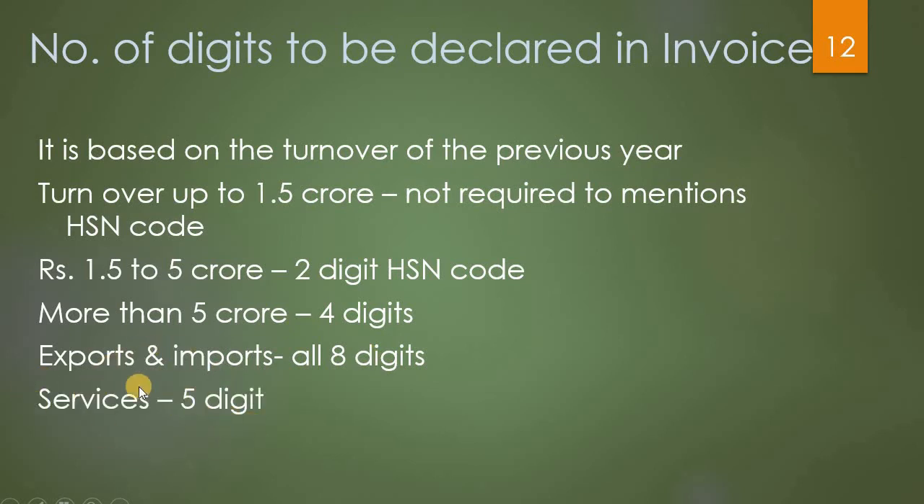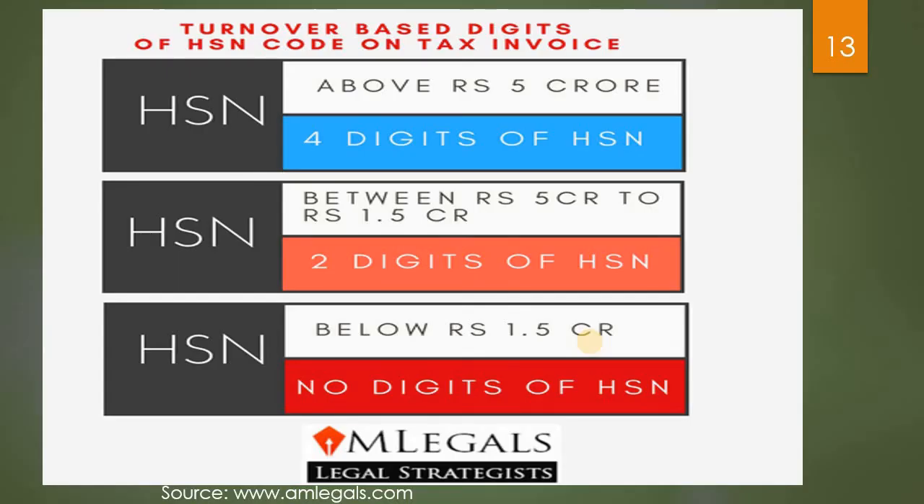Then for services, you have to mention a minimum of 5 digits. So this is the limit, but you can mention all the digits, there is no problem. So if your turnover is up to 1.5 crore, you need not mention it at all. If it is 1.5 to 5 crore, only 2 digits are compulsory, that's all. If it is export and import, then all 8 digits are compulsory. So this is the declaration of HSN codes in the invoice in India.